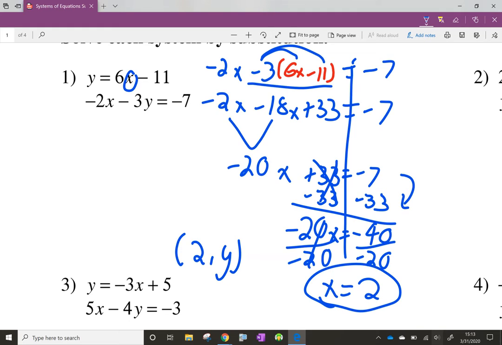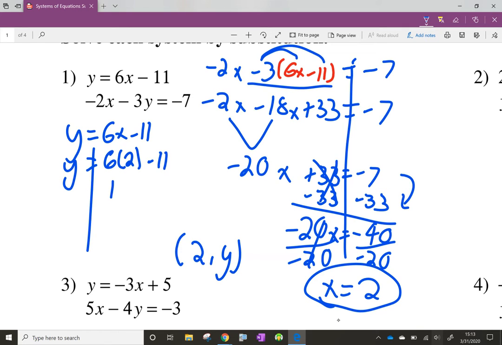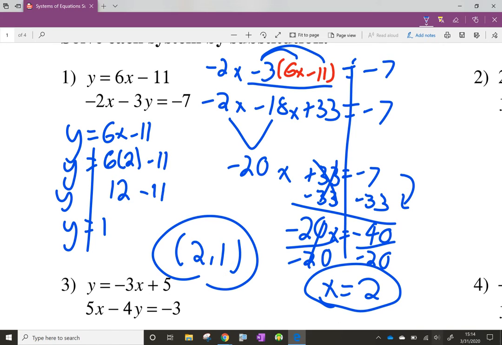All right, it will be easier just to plug the 2 into that equation and get the y. So let's take that, right? We have y equals 6x minus 11. Remember, x is equal to 2, so we're going to plug in 2, right? 6 times 2 minus 11. And so what we get, 6 times 2 is 12. Subtract 11. 12 minus 11 is 1, so y is equal to 1, which means my final answer is the ordered pair, the point 2, 1.